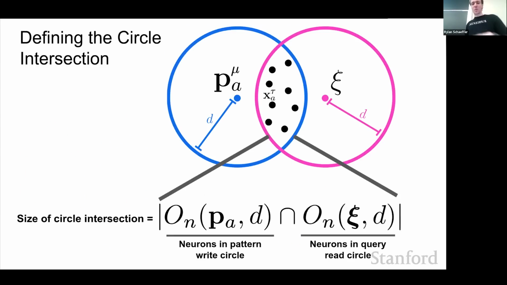Formally, we define the number of neurons in this circle intersection as the cardinality between the number of neurons in the pattern, the number of neurons in the query, and their intersection.